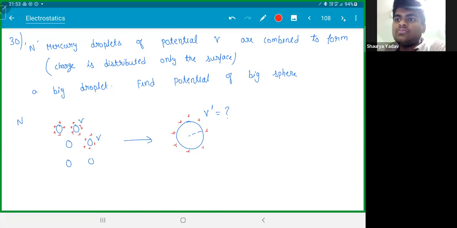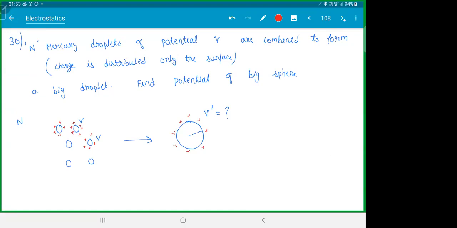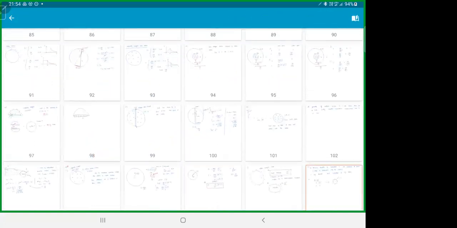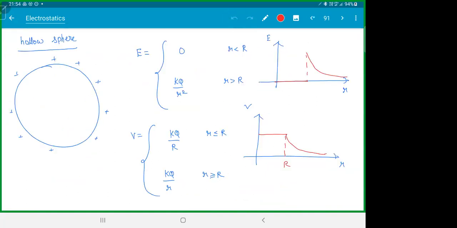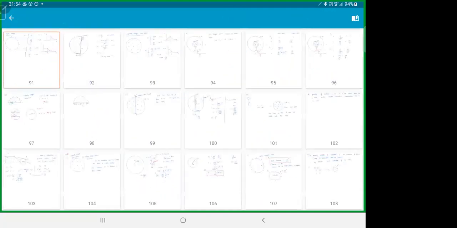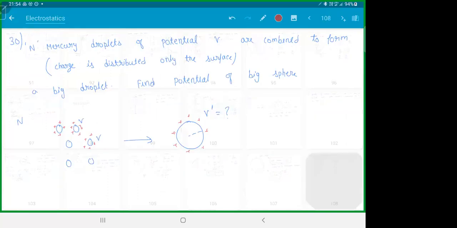What is the potential of a sphere, everyone? What was the potential of a sphere on the surface? What is the formula on the surface? KQ by R. Hollow sphere also had the same formula, KQ by R on the surface. So when you combine all of them, do you think the radius will become R? If its radius is R, will this radius be n times R?